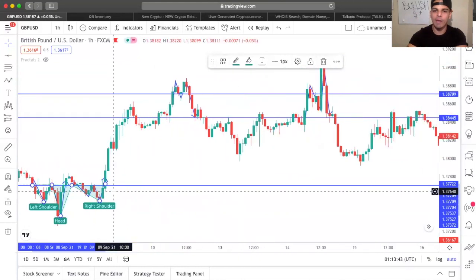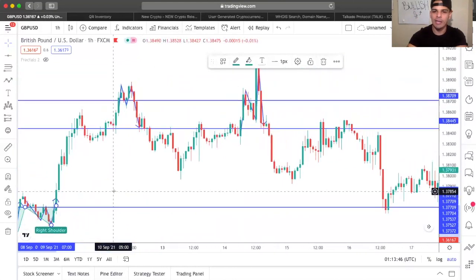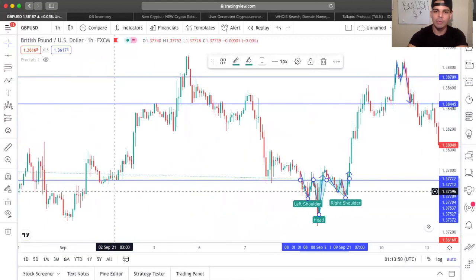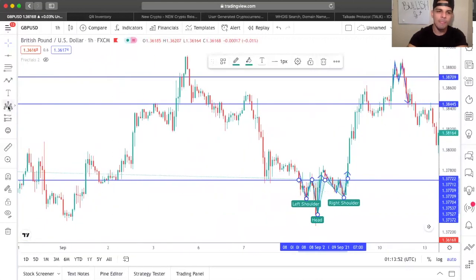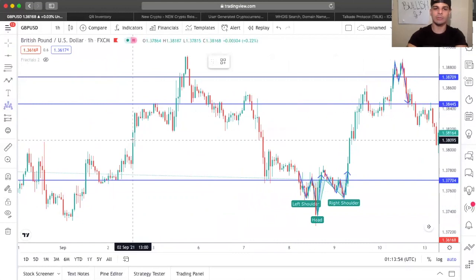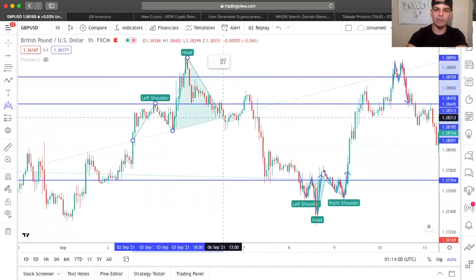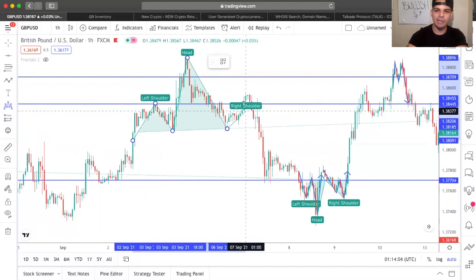Now we're going to look for a regular head and shoulders. You know what? This might actually qualify as a head and shoulders. Yeah, this is definitely qualifying as a head and shoulders. All right, so this is the head right here. Boom, we got this thing. Then we got the right shoulder right here.